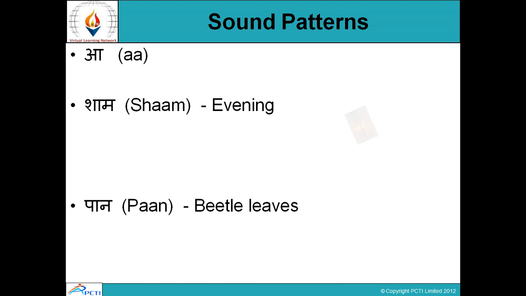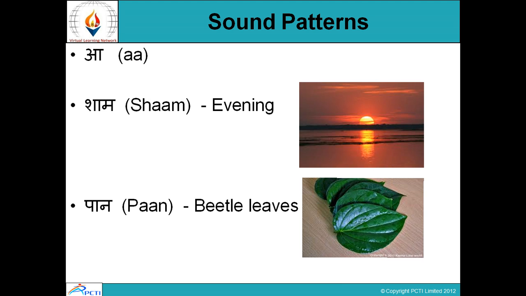Now the long sound of ah. That was a small sound, a. This is the long sound of ah. Double A represents the long sound of ah. So the first word is sham. Double A representing the long sound of ah. Sham is what? Evening. You can see in the picture the evening scene when the sun sets. That is called evening. We call it sham.